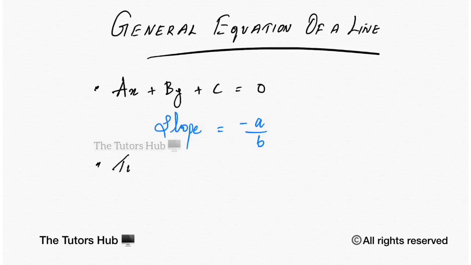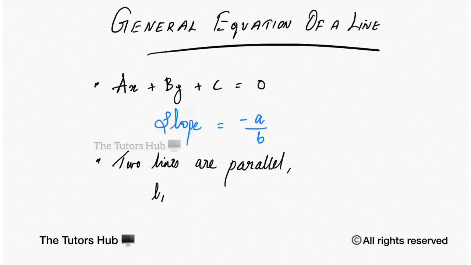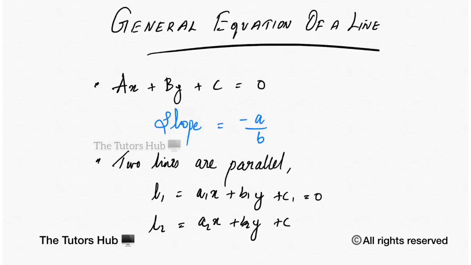So now what we are going to look into is one of the conditions if two lines are parallel to each other, how the general equation of the line will be given. Let L1 be the first line, a1x plus b1y plus c1 equal to 0, and L2 equal to a2x plus b2y plus c2 equal to 0. These are the two general equations of two lines.